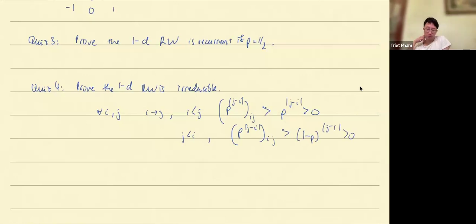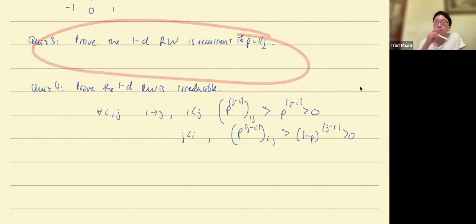Are we clear on this? So basically, it's pretty simple. To connect a state to another state, you can either walk all the way to the right or walk all the way to the left. The reason is you always have the probability to walk right and walk left. That's why there's only one class. Okay.